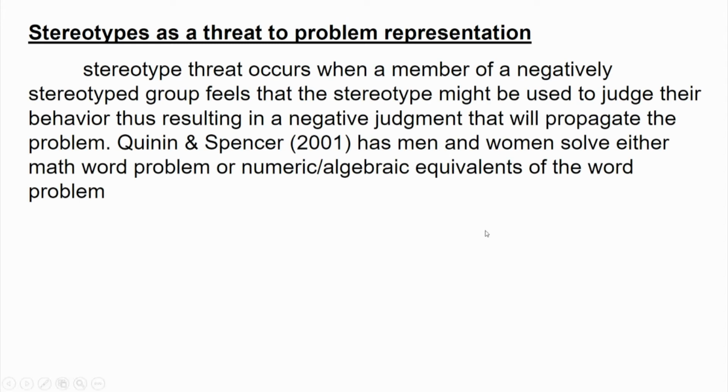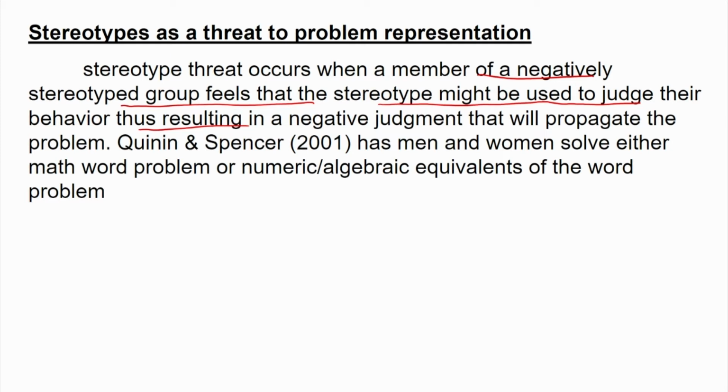Now, another interesting basic problem which can arise in problem solving is something called stereotyping. Stereotype threat occurs when a member of a negatively stereotyped group feels that the stereotype might be used to judge their behavior, thus resulting in a negative judgment. In this kind of problem solution, since certain groups have been stereotyped in a certain way, they are not able to register or represent the problem in a correct way.